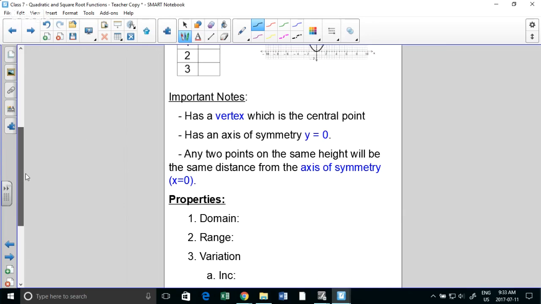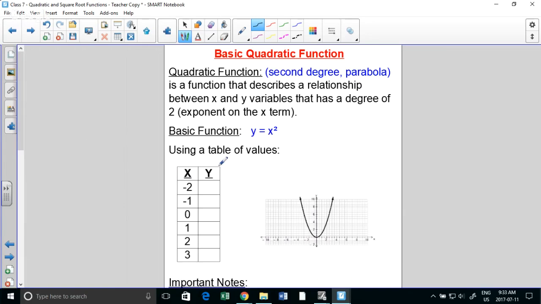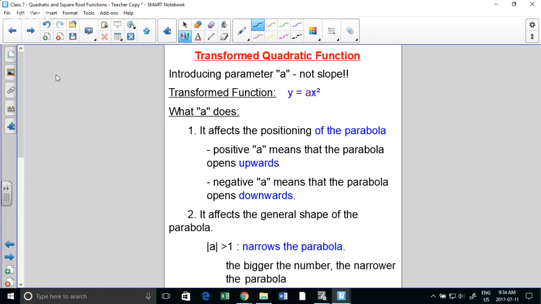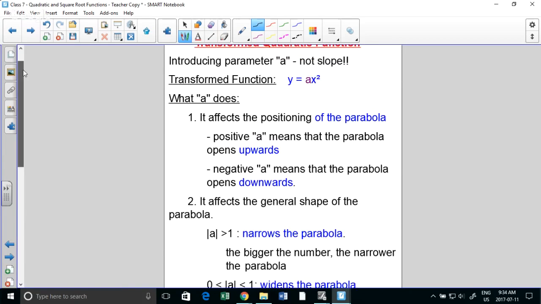We now have the basic quadratic function. So this part should be reviewed. So I'm just going to talk about a couple of things quick, just to make sure we all know. So we have the basic one, y equals x squared. We have the transform function, which is really what you use. No one really uses the other one because it's basic, right? So we want to do the transformed.